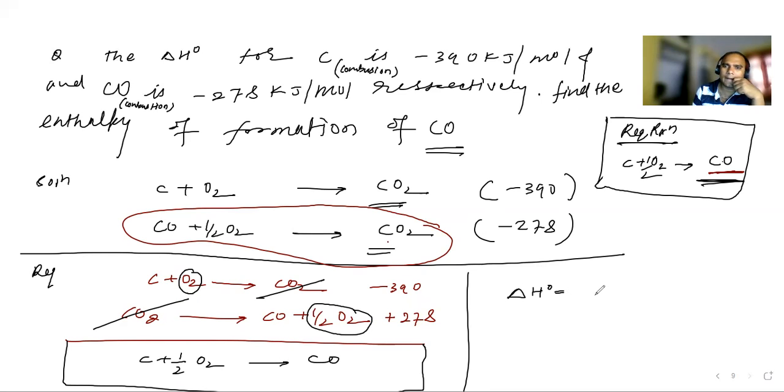So what will be there? H naught for this reaction, how can we write? Delta H naught is equal to product minus reactant. So here you see the product.